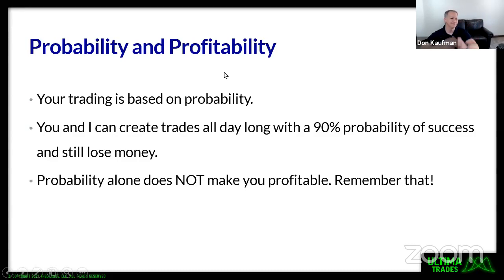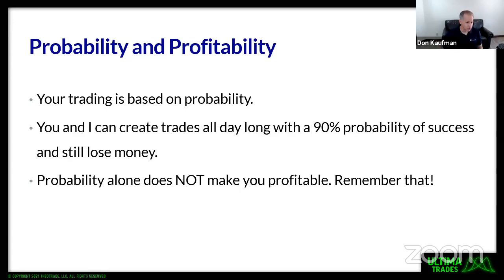Your trading and everything you do in this business, every way, shape, or form, is based on probability. Everything you do is based on probability. You and I can create trades all day long with a 90% probability of success, okay? But in doing so, you can still lose money. One of the things that I want to establish right off the bat, people continually ask me this question. So I like to hit it right up front. I actually have one of them in the chat room right now. Somebody says, how often do you win? And I'll give you an answer for that: 90-95% of the time. That's because I'm doing trades that are 90-95% probability type trades.